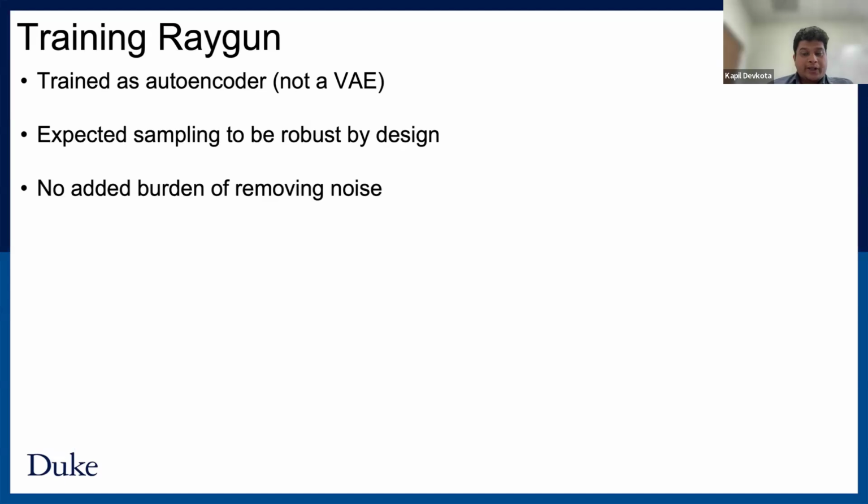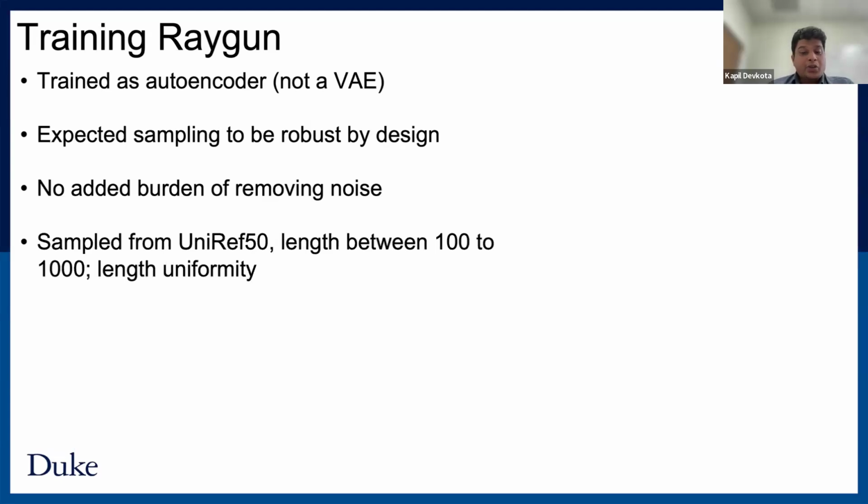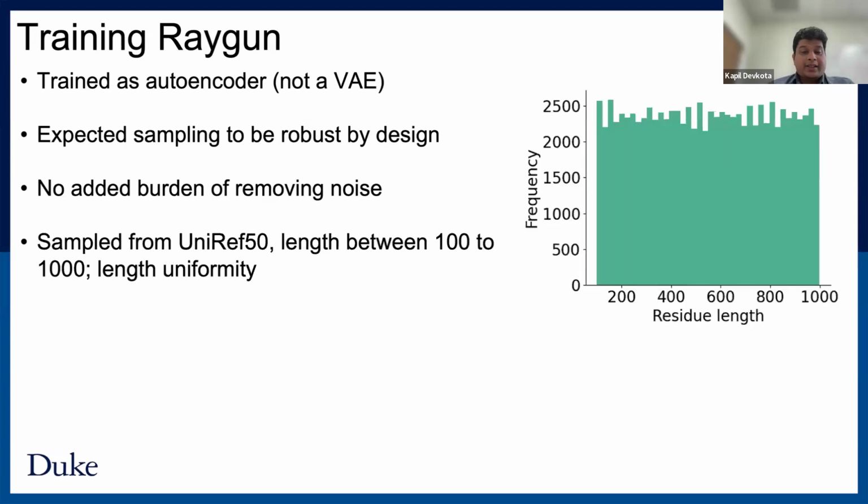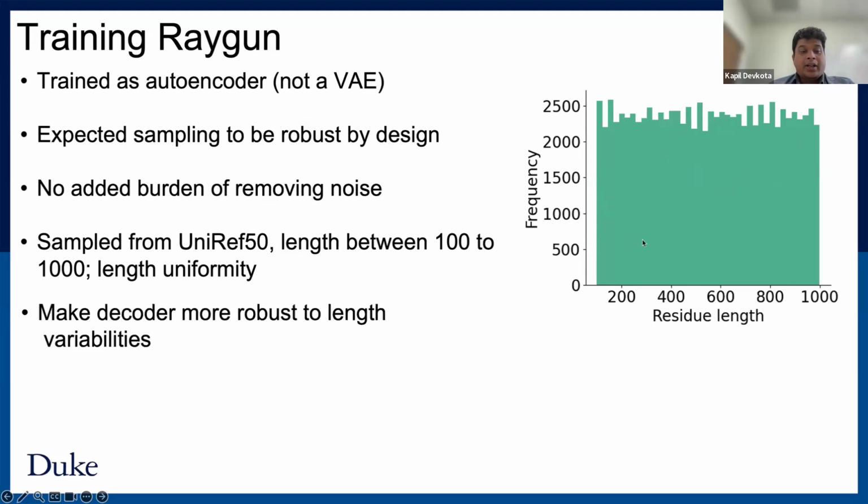So in order to make the perfect decoder, we sampled from UniRef proteins of length between 100 and 1000. We also ensured that we took all lengths between 200 and 1000 into account so that the decoder is more robust to length variabilities.